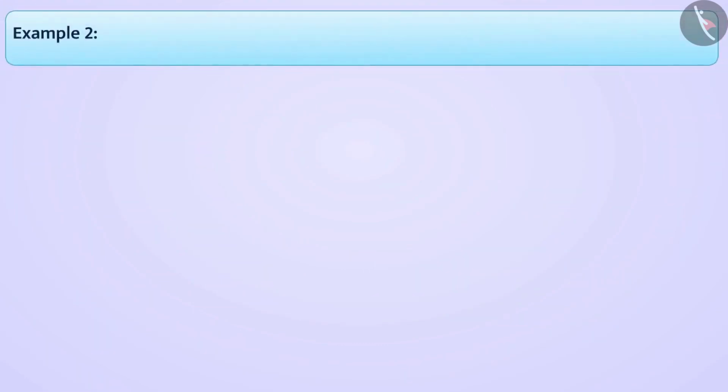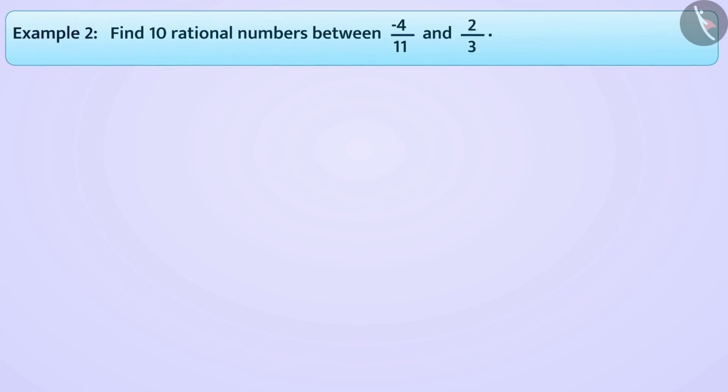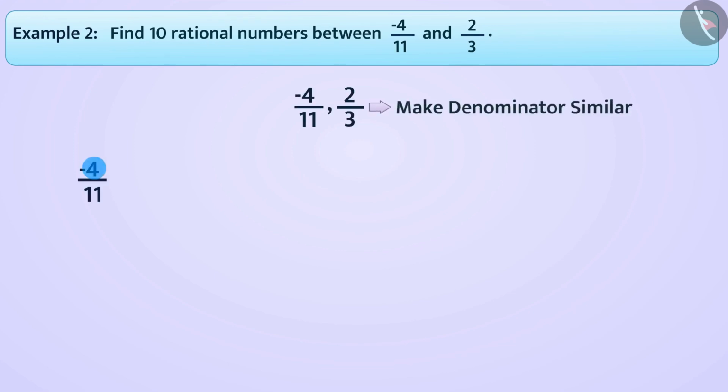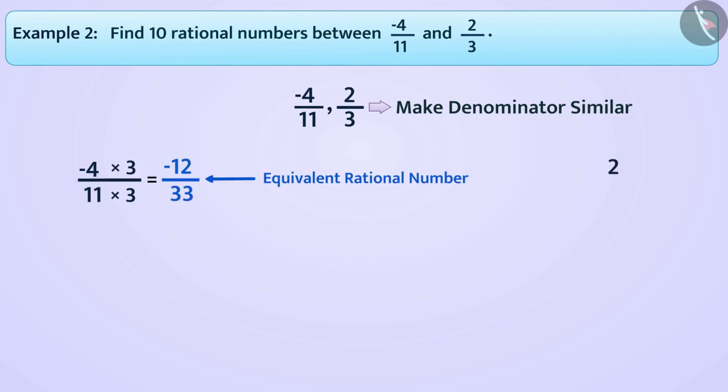Next example. Find 10 rational numbers between -4 by 11 and 2 by 3. Let's solve this by reviewing each method. We will make the denominators of -4 by 11 and 2 by 3 the same. For this, we will multiply numerator and denominator of -4 by 11 by 3 to get its equivalent rational number -12 by 33. In this way, the equivalent rational number of 2 by 3 is 22 by 33.